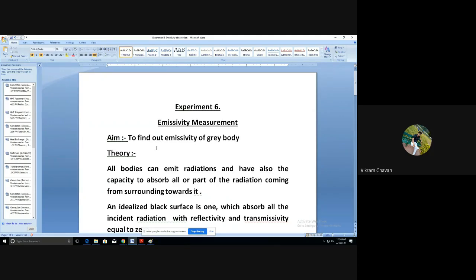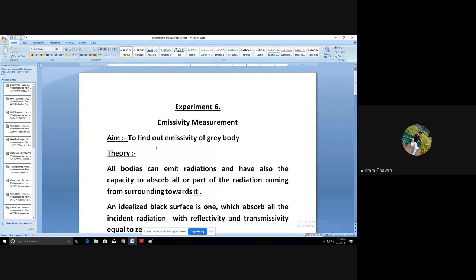Whereas in case of a white body, the body which transmits or reflects all the radiation incident on that particular body surface, such a body will be considered a white body. So in case of a white body, the reflectivity of the body is equal to 1, and the transmissivity and the absorptivity are equal to 0.